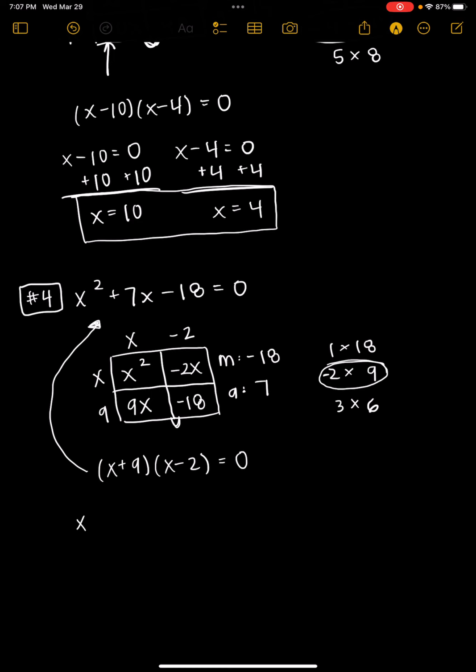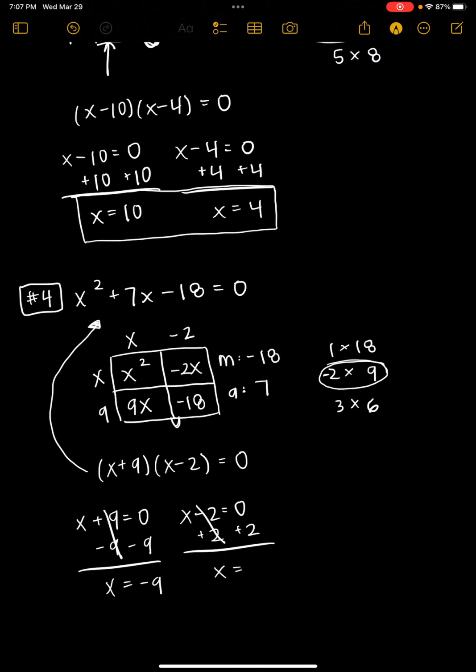So I'm going to set each factor equal to 0. X plus 9 is equal to 0. X minus 2 is equal to 0. And then to solve the x plus 9, I subtract 9 from each side. The 9's cancel out. I'm left with x is equal to negative 9. To solve the x minus 2 equals 0, I add 2 to each side. The 2's cancel out. I'm left with x is equal to 2. And here are my two solutions. All right, and this is how we solve quadratics by factoring.